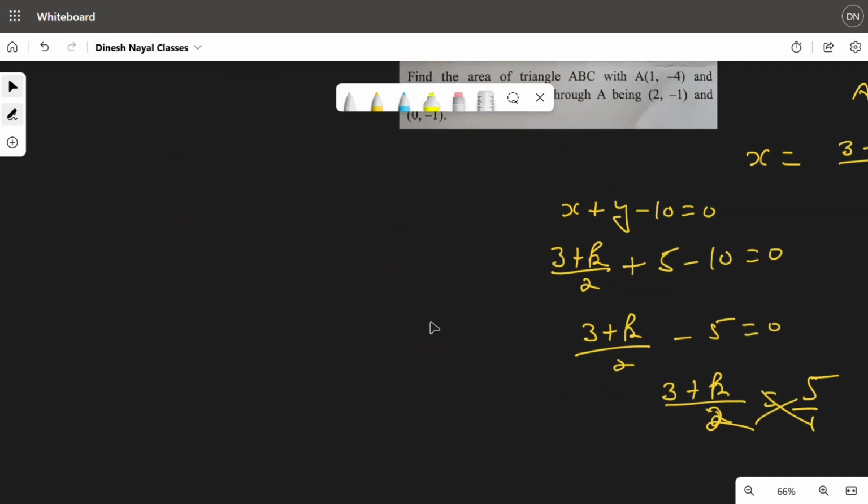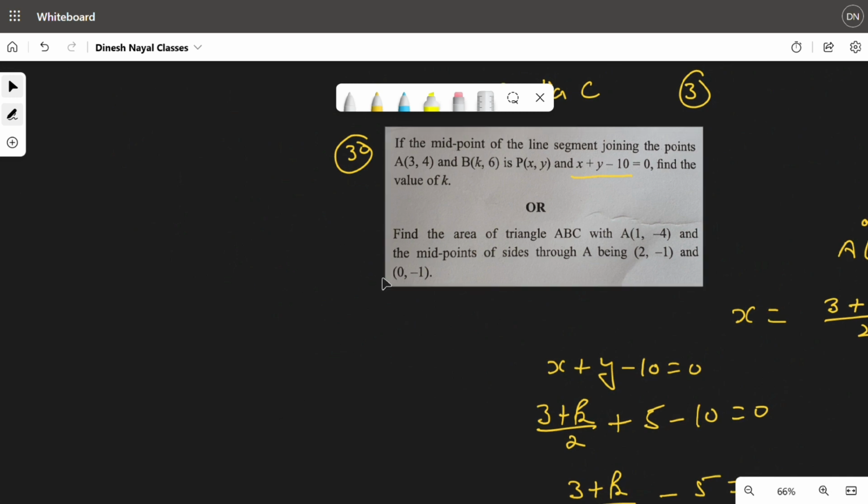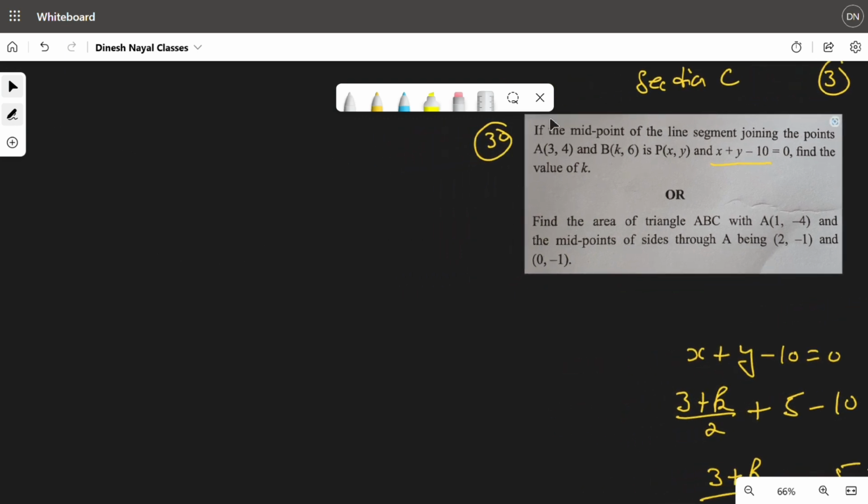It's actually an option, but we are going to do both of these. Now they are saying find the area of the triangle ABC. With A they have given the coordinates. Okay, they have given you the coordinates of A, B and C. No, they have not given you the coordinates. Find the area of triangle ABC with A and the midpoints of the sides through A being (2, minus 1) and (0, minus 1). Okay, just make the diagram first.